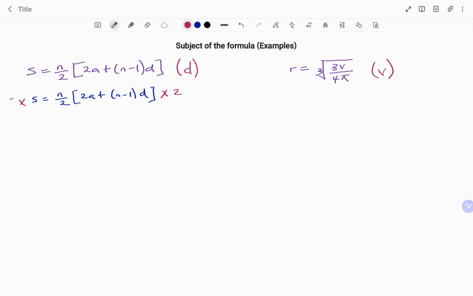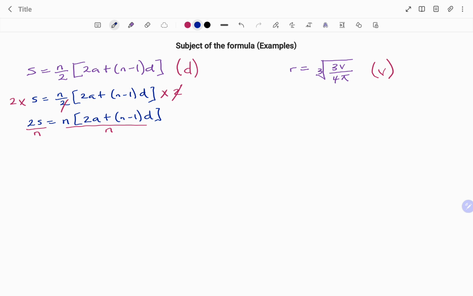On my left hand side, I have times 2. The 2 in 2 cancels because 2 divided by 2 is 1. So on my left hand side, I have 2s equals n square bracket 2a plus n minus 1 d close bracket. The next step, I'm going to divide both sides by n. Remember, I'm trying to make d the subject of formula.